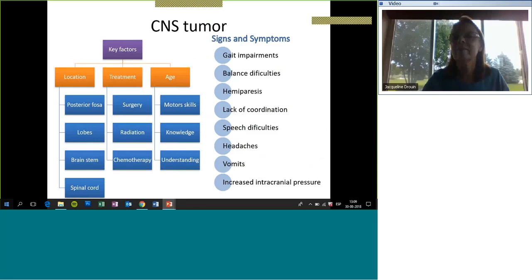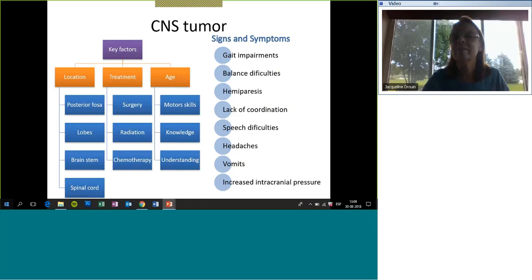Now, for the CNS tumors, we have three key factors. Location, since, for example, tumors of the posterior fossa can cause balance and coordination impairments. Those on the lobes affect specific areas. Brainstem tumors have no known treatment, and the neurological symptoms are progressive. And spinal cord tumors tend to be the consequence of metastasis.